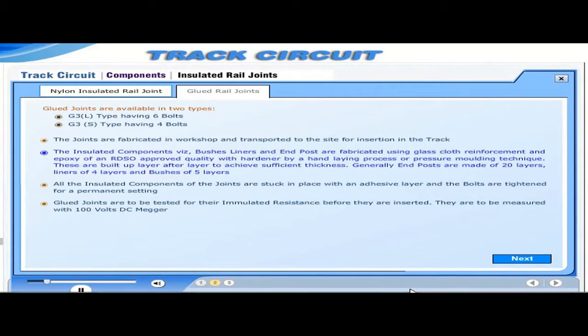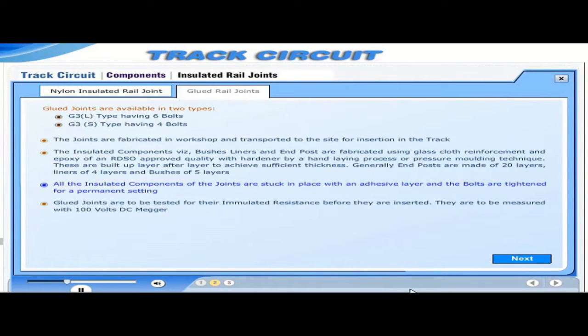The insulated components like bushes, liners, and end post are fabricated using glass cloth reinforcement and epoxy of an RDSO approved quality with hardener by a hand laying process or pressure molding technique. These are built up layer after layer to achieve sufficient thickness. Generally, end posts are made of 20 layers, liners of 4 layers, and bushes of 5 layers.